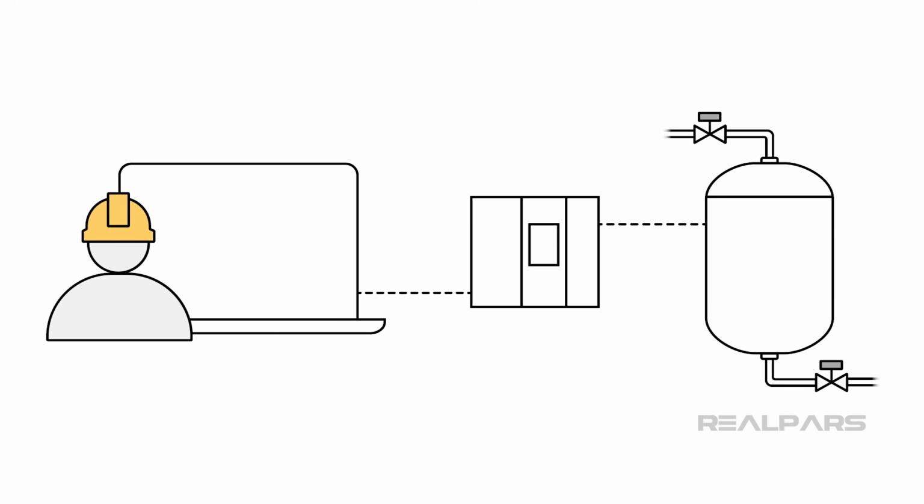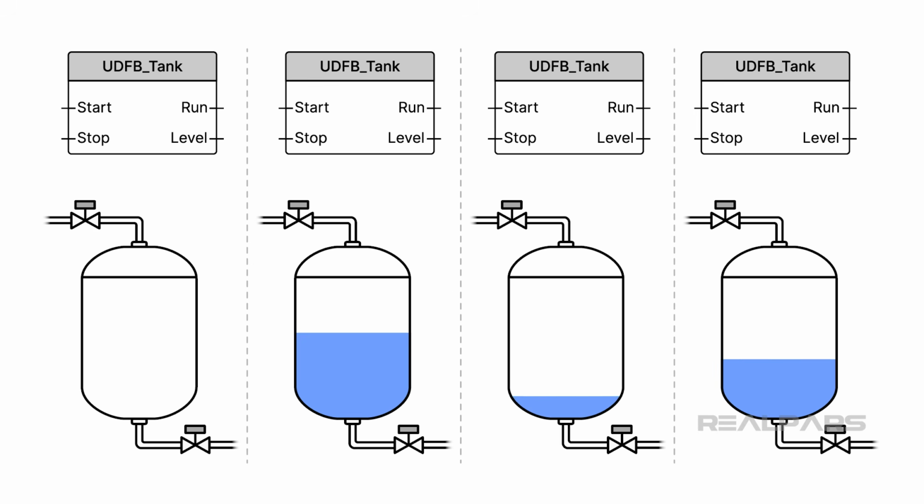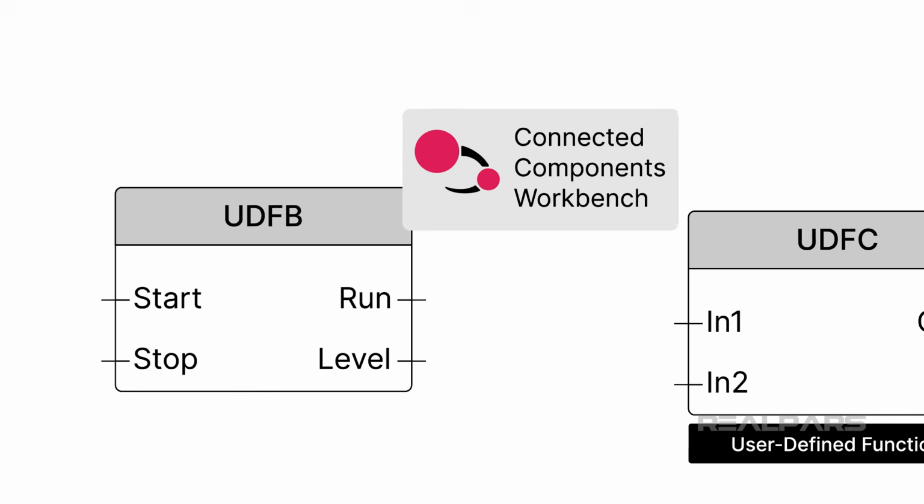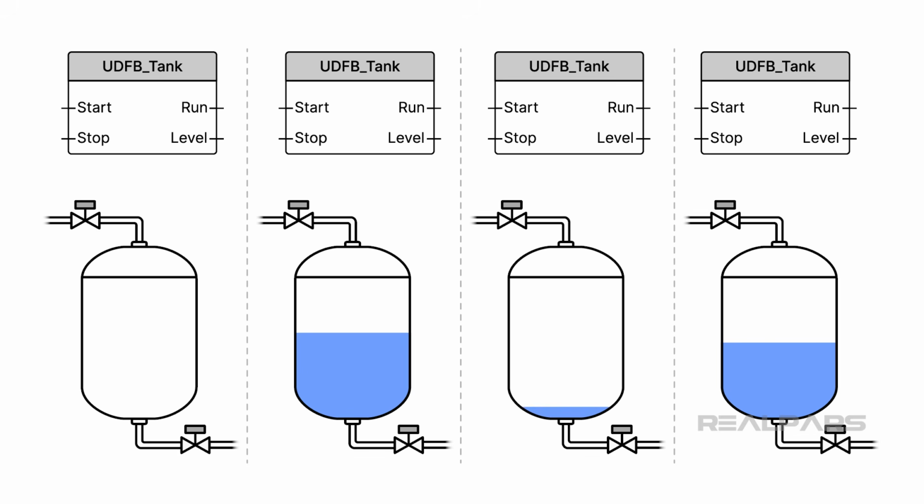The best PLC programmers I know are lazy. They solve a problem once and reuse that solution over and over again in the same project and across many projects. In Connected Components Workbench, user-defined function blocks and user-defined functions let you create modules of PLC code that can be reused many times. By reusing pre-built and pre-tested code, you can reduce the amount of engineering effort involved in delivering a project and improve your code quality.